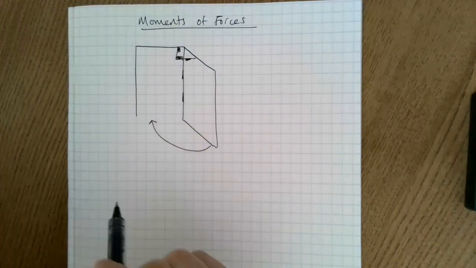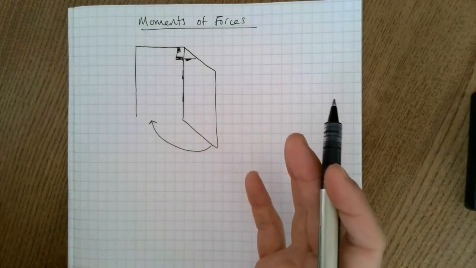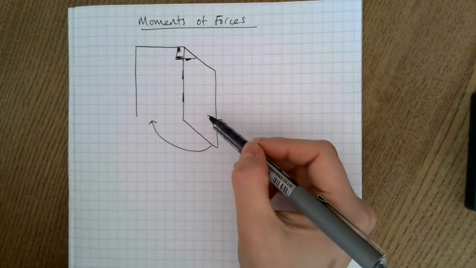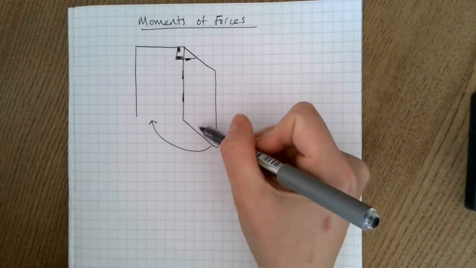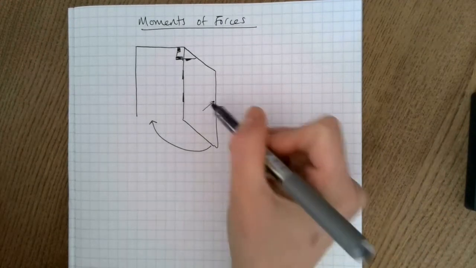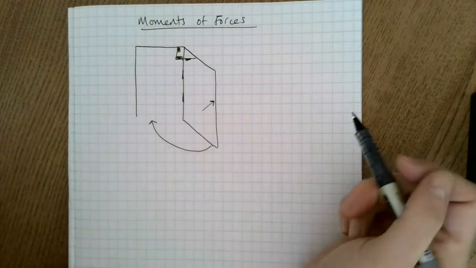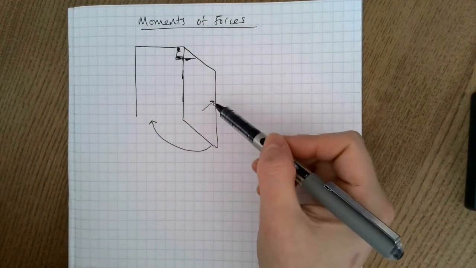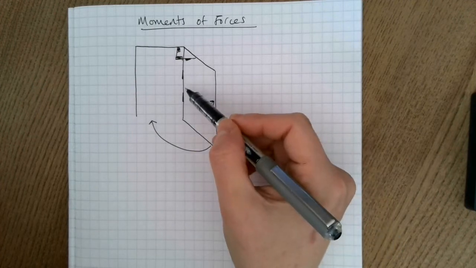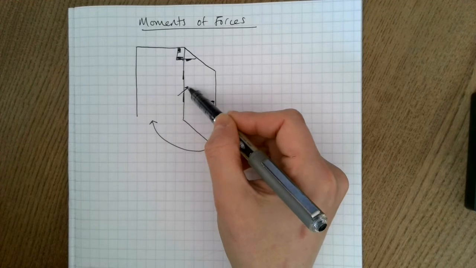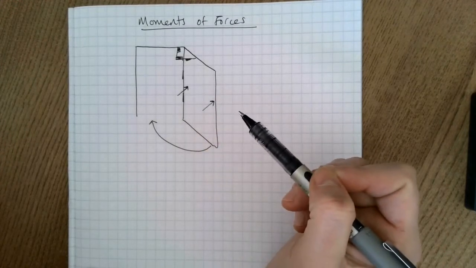Now, if I asked you to go and hold a door open, it would be most sensible, and I think most of you would put your hand here. So you would hold the edge of the door. If I then asked you to put your hand near the hinges but use the same amount of force, you'd find it much trickier to hold the door open.